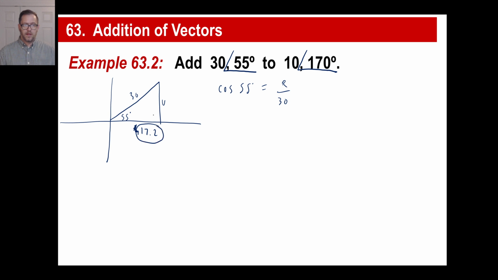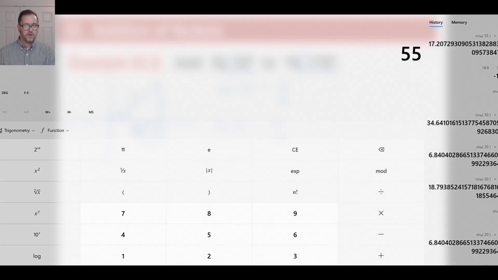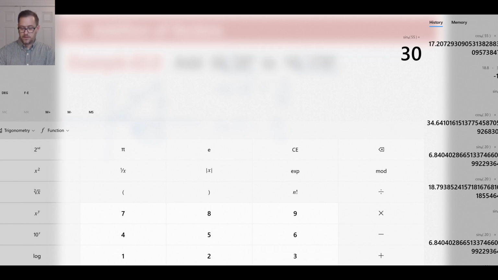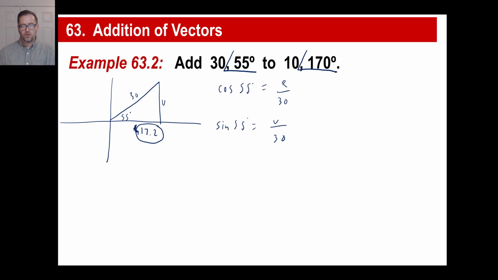There we go. Same thing with the u. We'll find out what that is, except for this time we'll use sine of 55 degrees, which is u over 30. Sine is opposite over hypotenuse. So sine of 55, and then we're going to multiply that by 30, and that is going to equal 24. We'll call it 24.6. Okay. All right. So we have our two numbers.